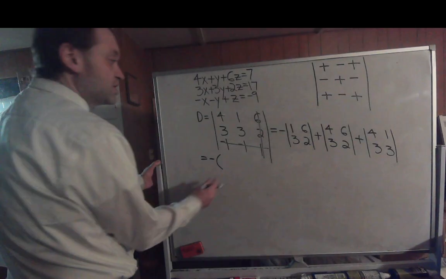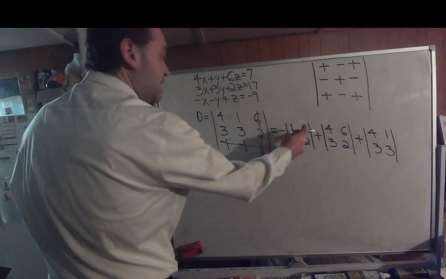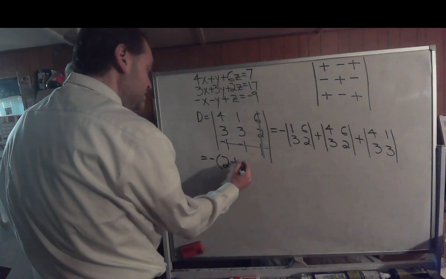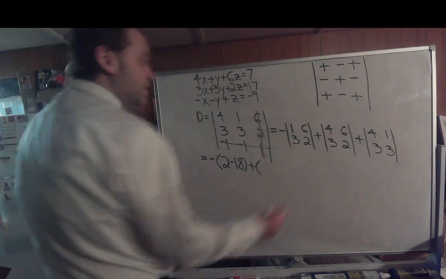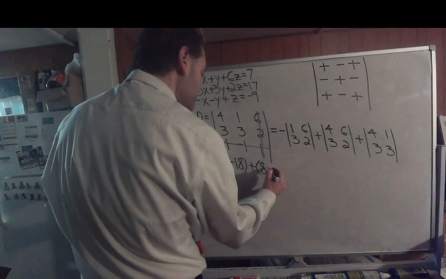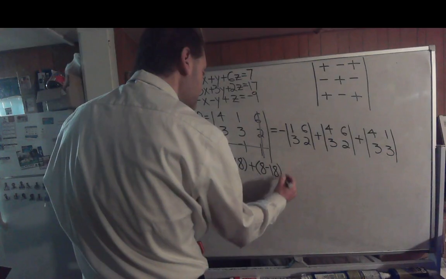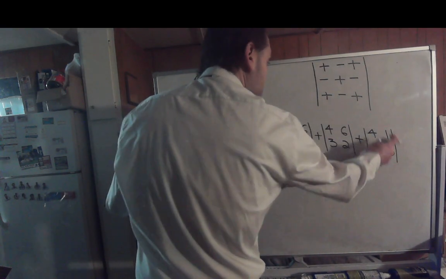Negative of the first determinant, 1 times 2 is going to be 2. Minus 6 times 3, that'd be minus 18. Then you have plus your second determinant. 4 times 2 is 8. Minus 6 times 3, that'd be minus 18. Plus your third determinant, 4 times 3 is 12. Minus 1 times 3, that'd be minus 3.